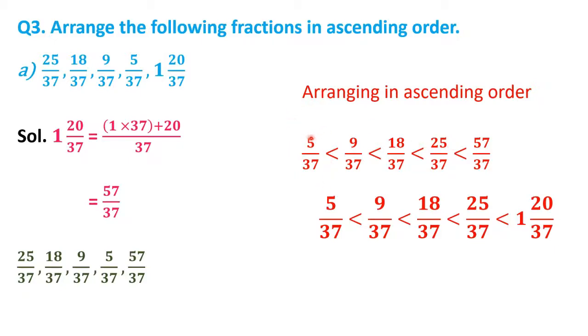So 5 by 37, then 9 by 37, then 18 by 37, 25 by 37, and then 57 by 37. So children, you can see 57 by 37 is the improper form of 1 whole 20 by 37. So as it is given in the question, the final answer will be written in that manner only.